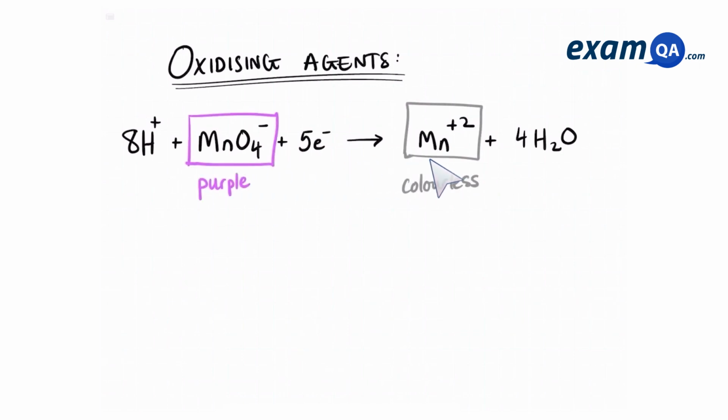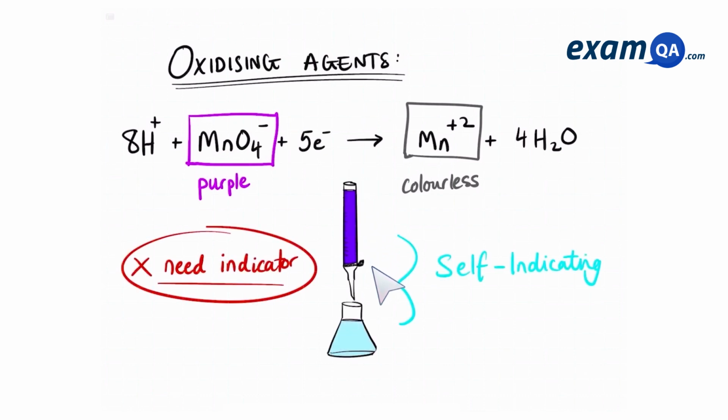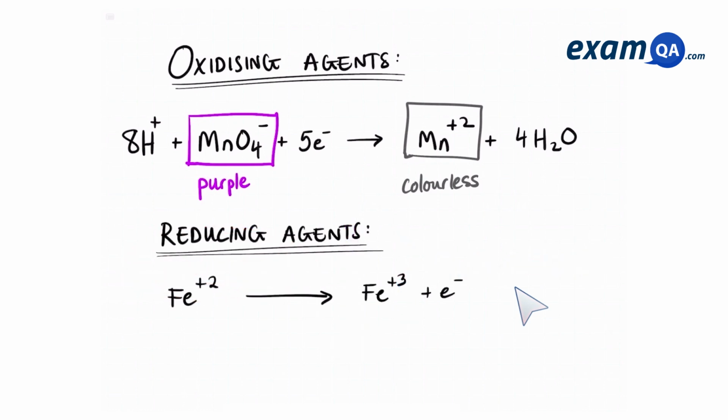This is useful to know because unlike acid and base titrations, transition metal titrations do not use indicators. Because the transition metal itself changes colour, we say that it is self-indicating and therefore we do not need an indicator. Okay, so now, as for reducing agents, we have iron 2+, which turns into iron 3+, and electrons.